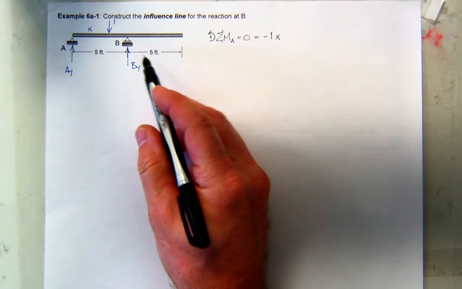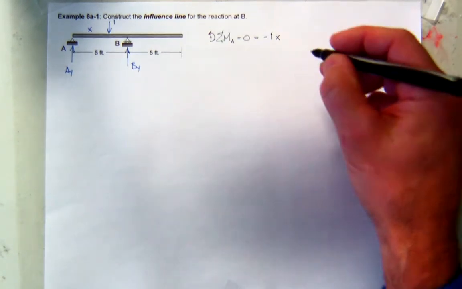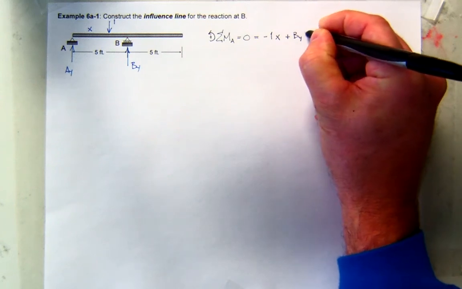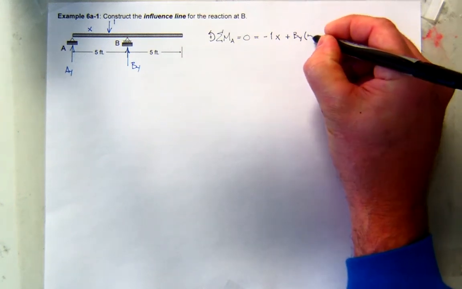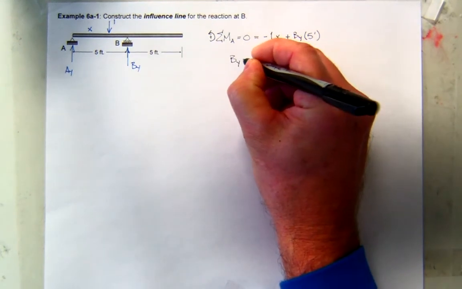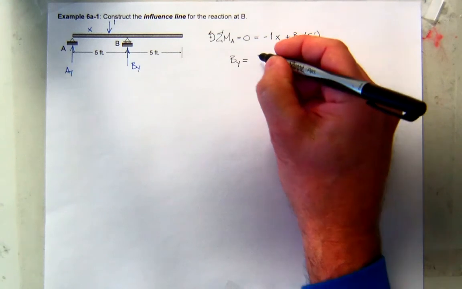And the reaction at B is going to create what kind of moment about A? Positive or negative? Positive. And the force is By. And what's the moment arm? 5 feet. So solve for B. By looks like it is x divided by 5.